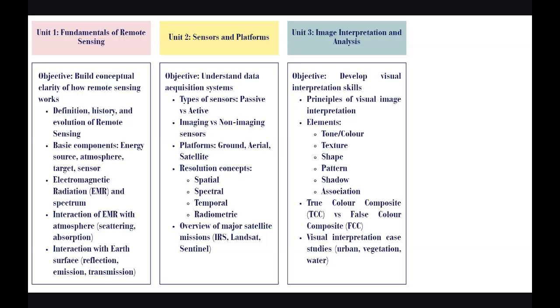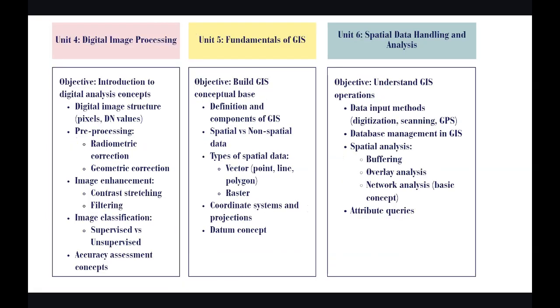So we have in detail covered the unit in our introductory session, a link to which was shared with you. However, let's just go through these different units that we are going to discuss within this particular theory class. So unit 1 is fundamentals of remote sensing. Unit 2 is sensors and platforms. Unit 3 is image interpretation and analysis. So this is where the data processing comes into picture, and then digital image processing.